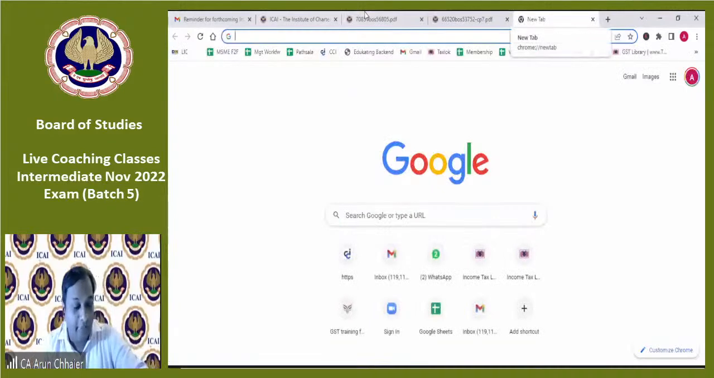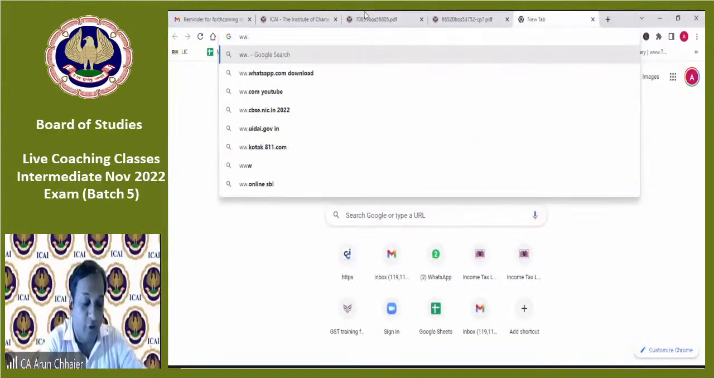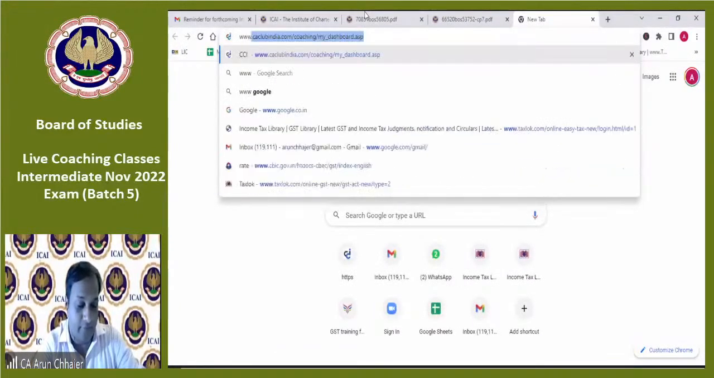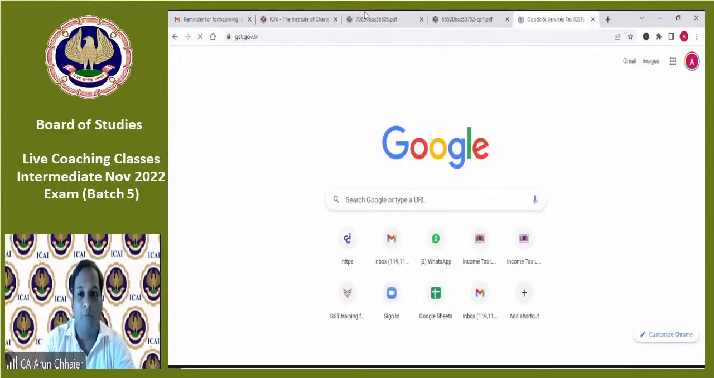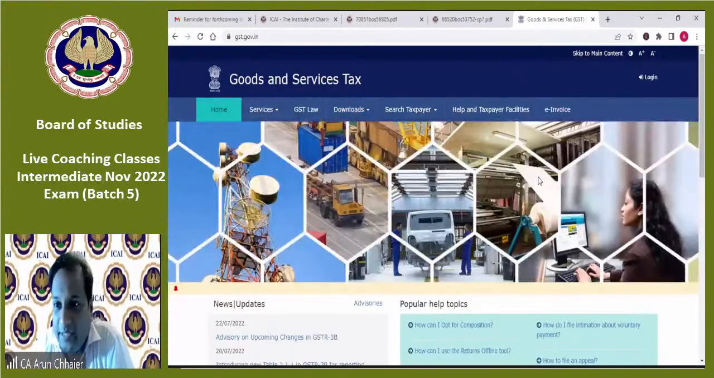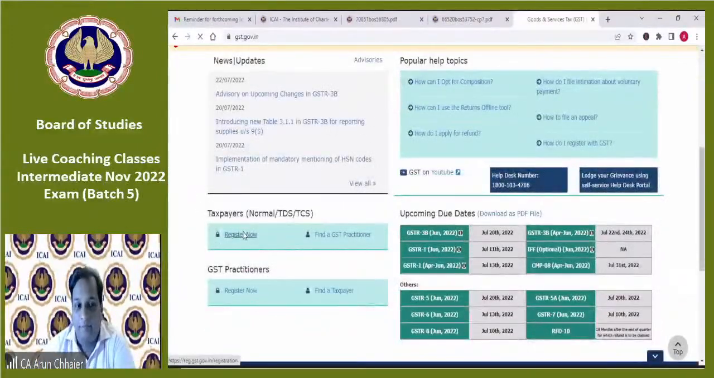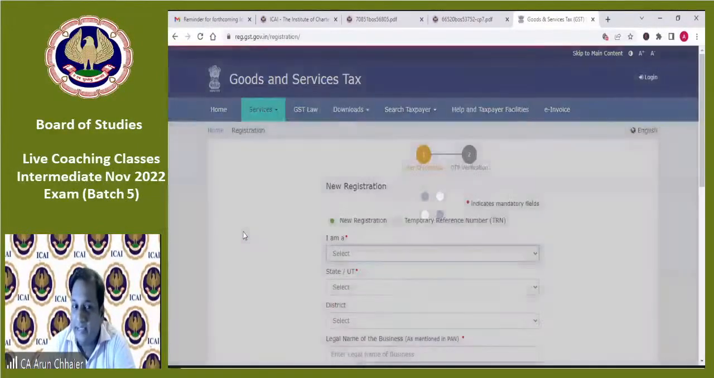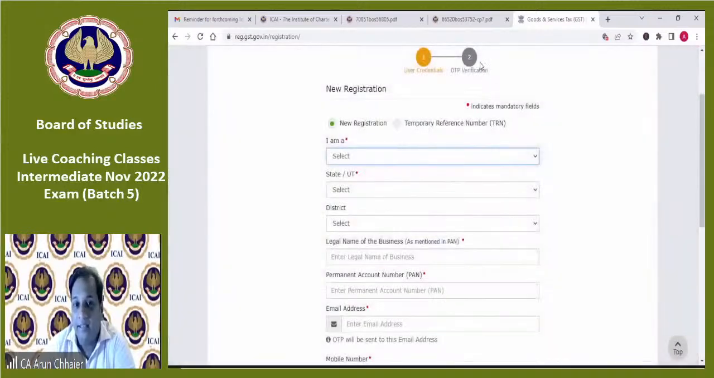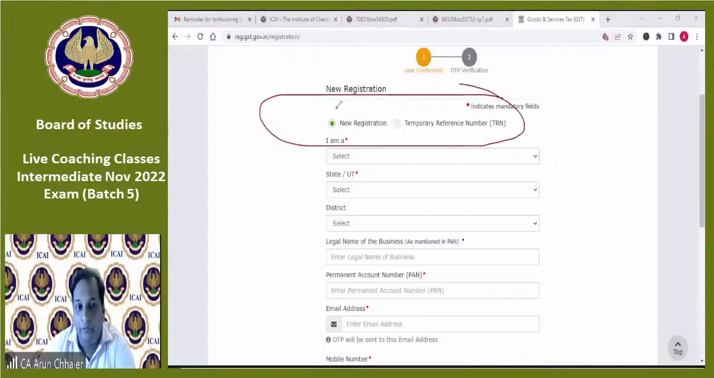So let me go to the website of government. What is the website? www.gst.gov.in. Correct. And here you will find Register Now. Once you click here, Register Now, then you can see that there are two options coming. First is New Registration. Second is Goods and Service Tax Network.